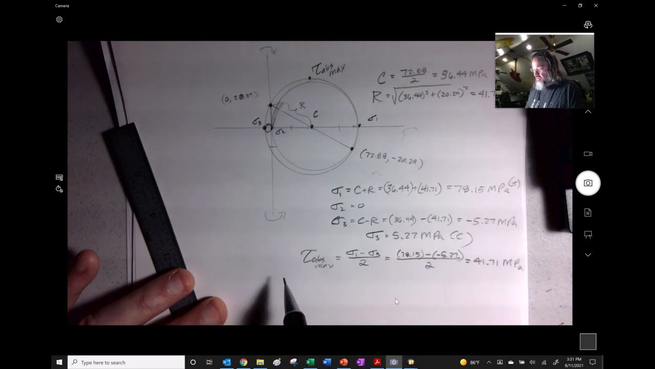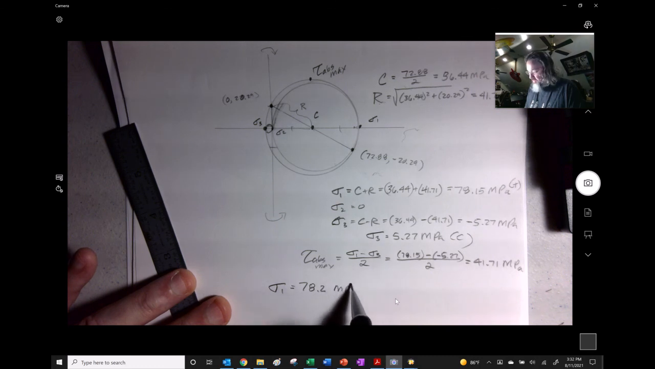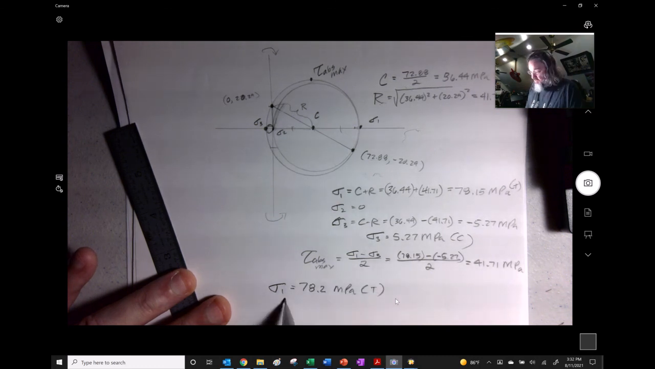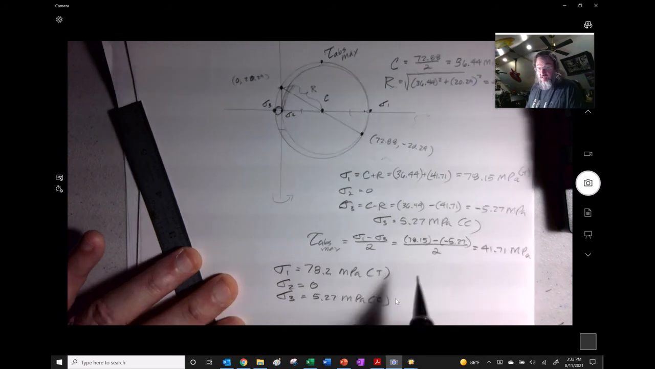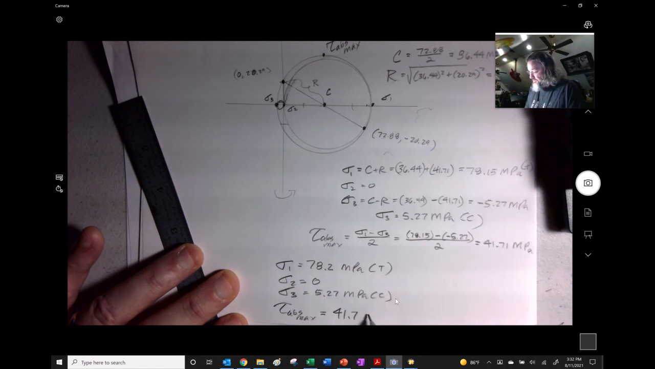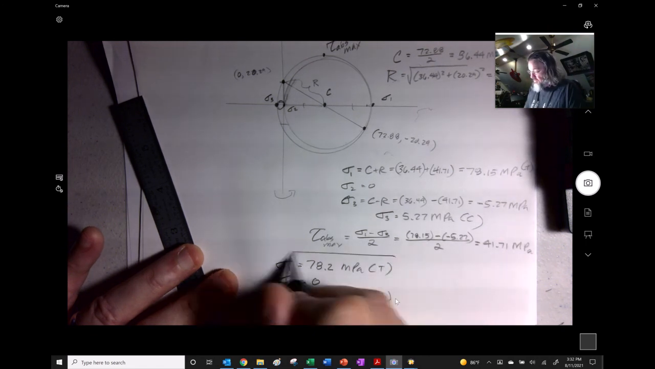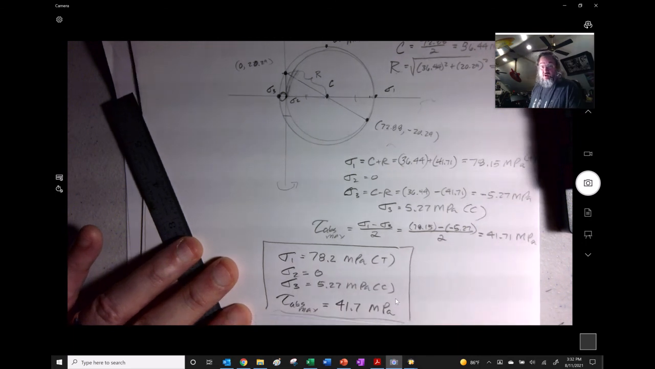But anyway, if I'm going to be really thorough, sigma 1 is 78.2 megapascals tension, sigma 2 is equal to 0, sigma 3 is 5.27 megapascals compression, and tau abs max is equal to 41.7 megapascals. And there we have a boxed answer for the thing.